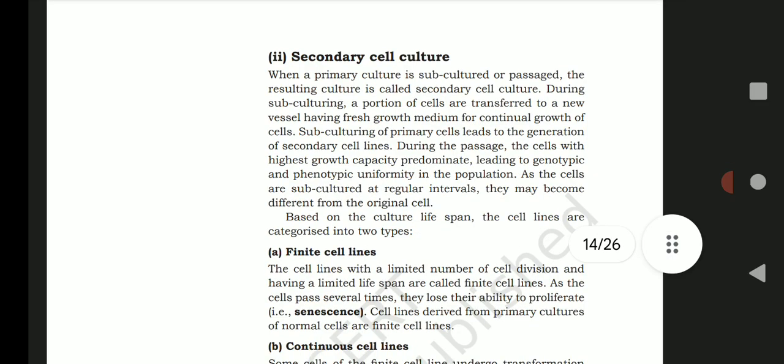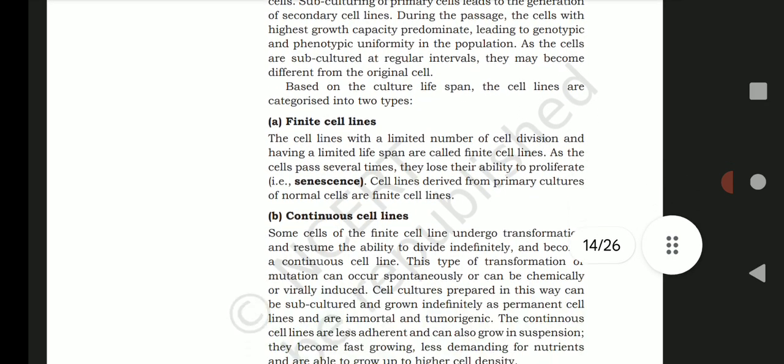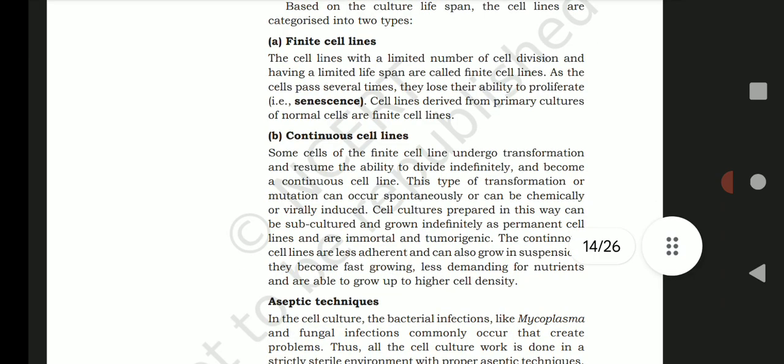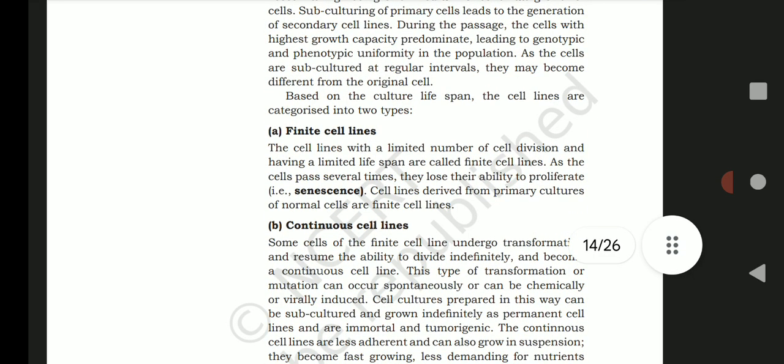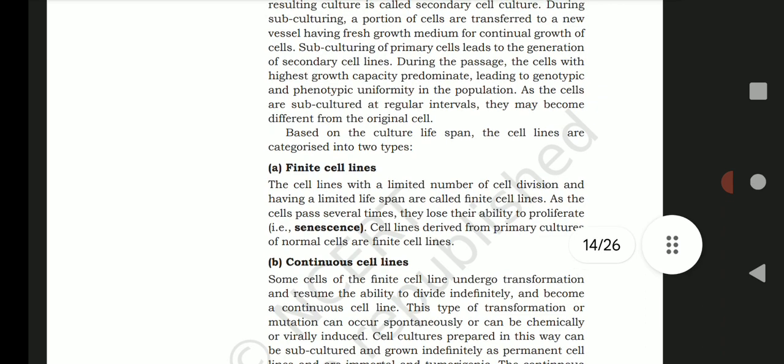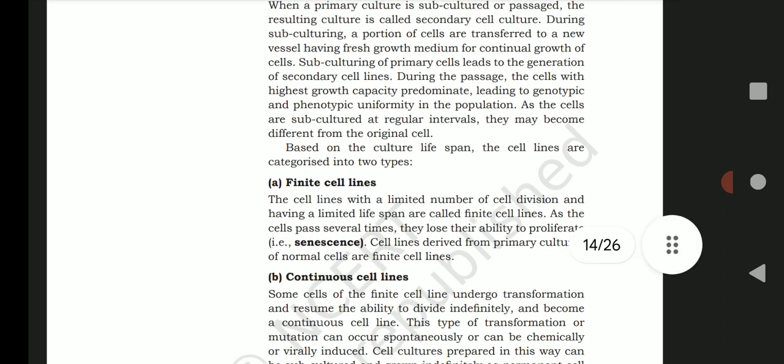So we come across finite cell lines and continuous cell lines. There are two types into which the cell lines are categorized. What is a finite cell line?